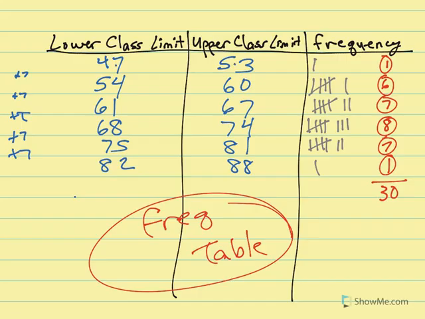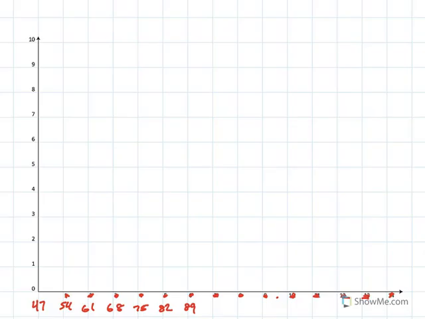So, we have ourselves a number line here, but we're going to start at 47. And then we're going to have 54. So forget these numbers that are here. I'm going to use my lower class limits as the numbers here. So 82 and then 89. That's like the end. So now I'm ready to go through using our frequency. In the first class, from 47 to 53, we have a frequency of 1. So here, this goes up to 1, and I color in my bar.